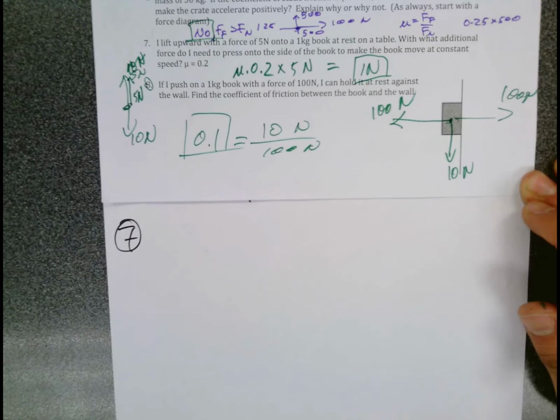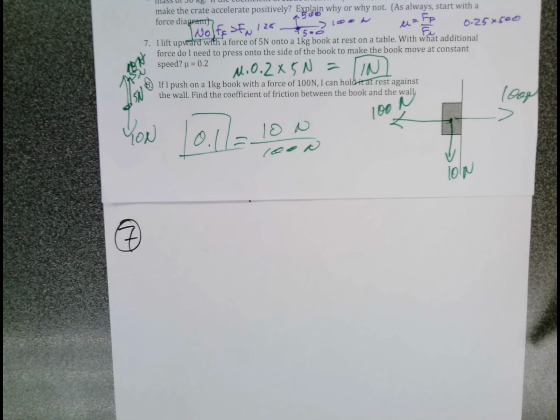Force of 5 newtons onto a 1 kilogram book at rest on the table. With what additional force do I need to press onto the side of the book to make the book move at constant speed? Mu equals 0.2. Okay, this is number 7.